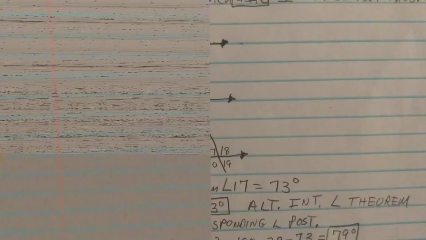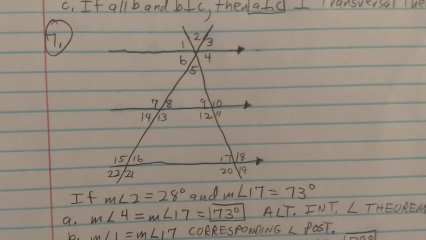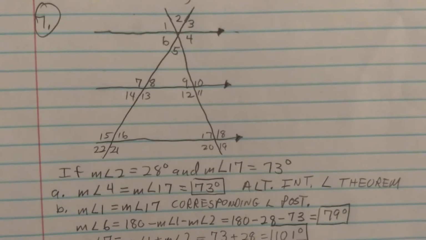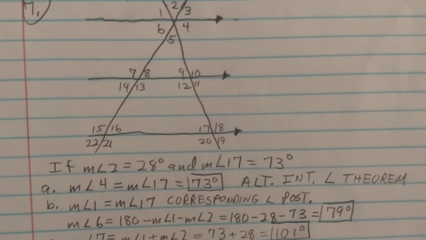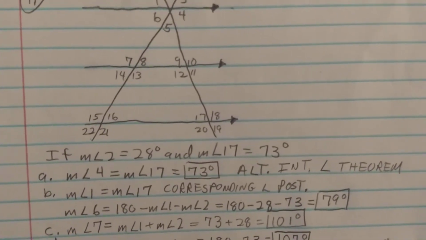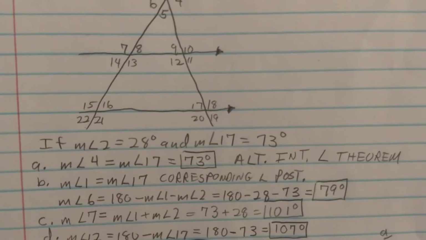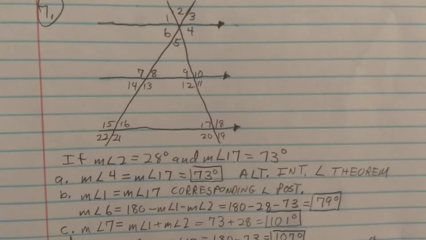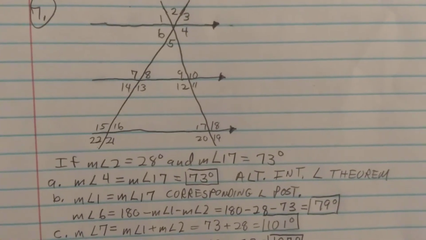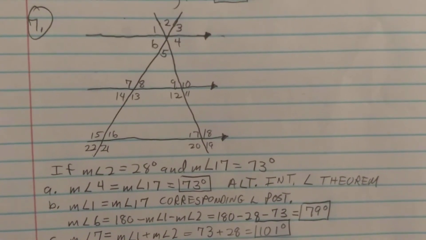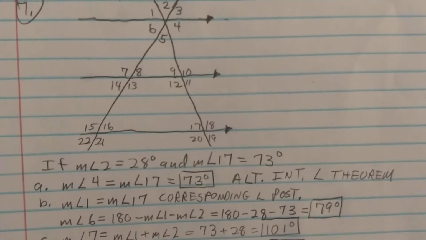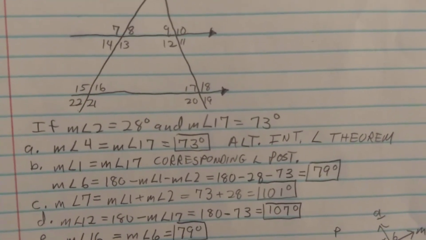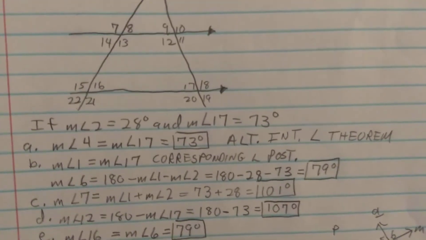And now to find angle 6, we can say angle 6 plus angle 1 plus angle 2 is 180, or measure 6 is 180 minus angle 1 minus angle 2, or 180 minus 28 minus 73, or 79. Now measure 7 would be corresponding to angles 1 and 2 if they were added up. So measure 7 is 73 plus 28, or 101.